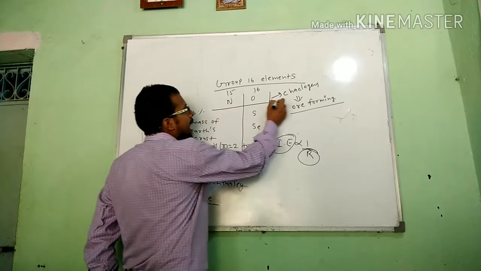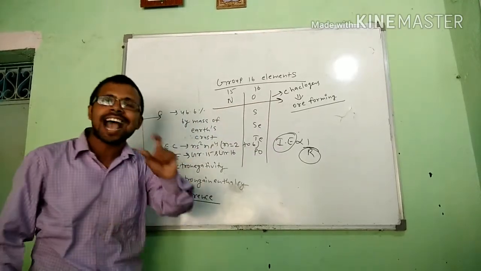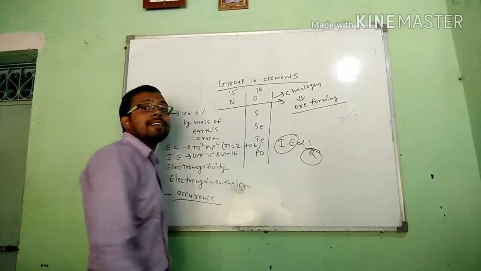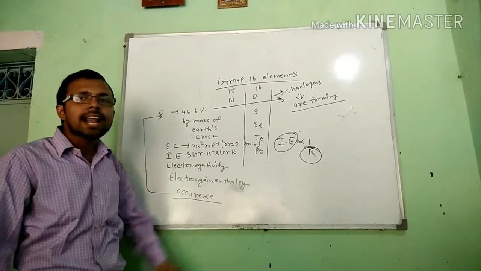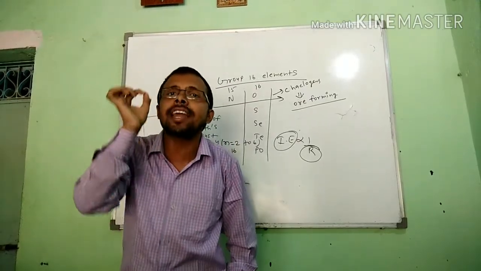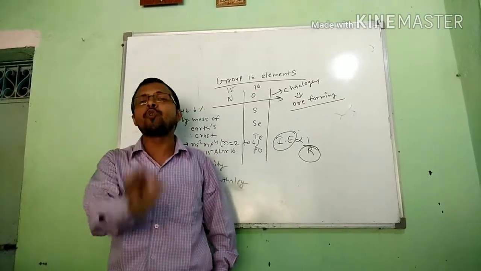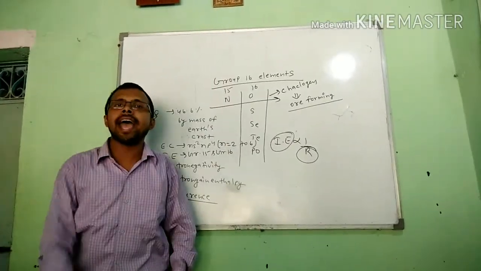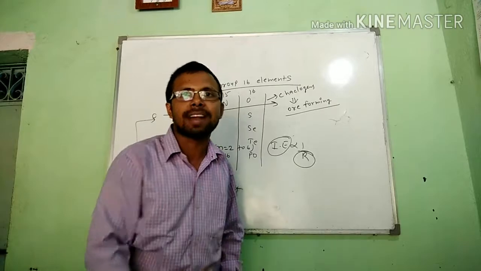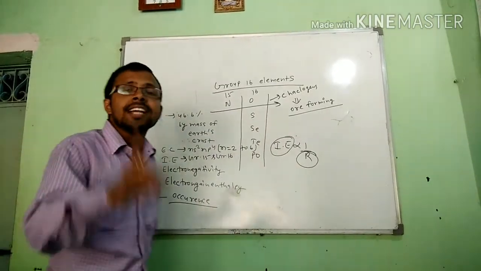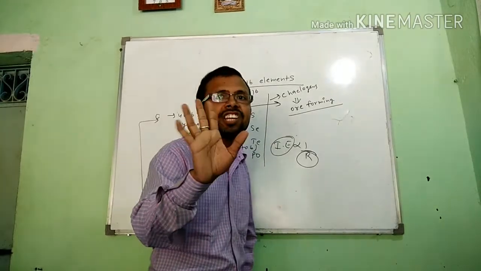As a normal trend, when we go across the period, size generally decreases. But you can see here, all the elements of the nitrogen family have an extra stable half-filled electronic configuration, due to which these group 15 elements have higher ionization enthalpy than group 16 elements. So got it? This is a very important point you have to note down. This will certainly come in your examination.